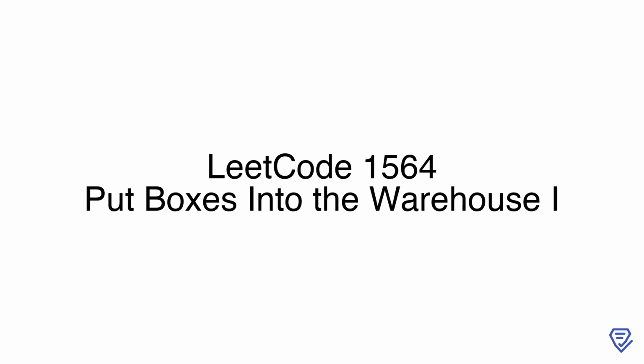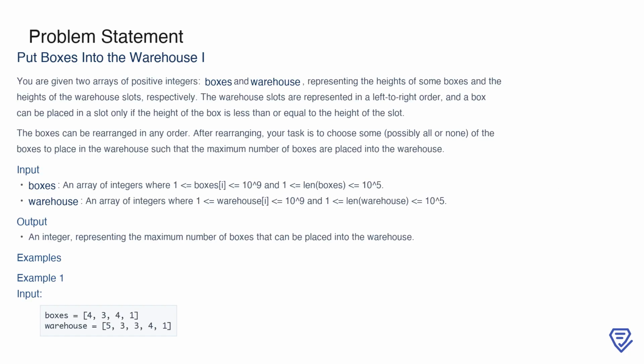Let's dive in. In this problem, we are tasked with organizing boxes into a warehouse under specific constraints. We are given two arrays, boxes and warehouse. The boxes array represents the heights of the boxes we have, while the warehouse array represents the heights of the slots available in the warehouse. These slots are arranged in left to right order, and a box can only fit into a slot if its height is less than or equal to the height of that slot.